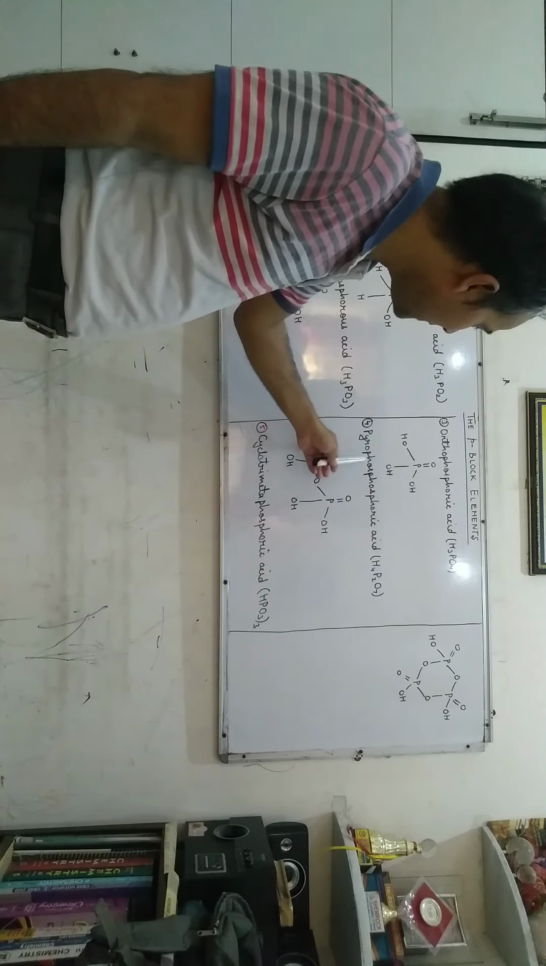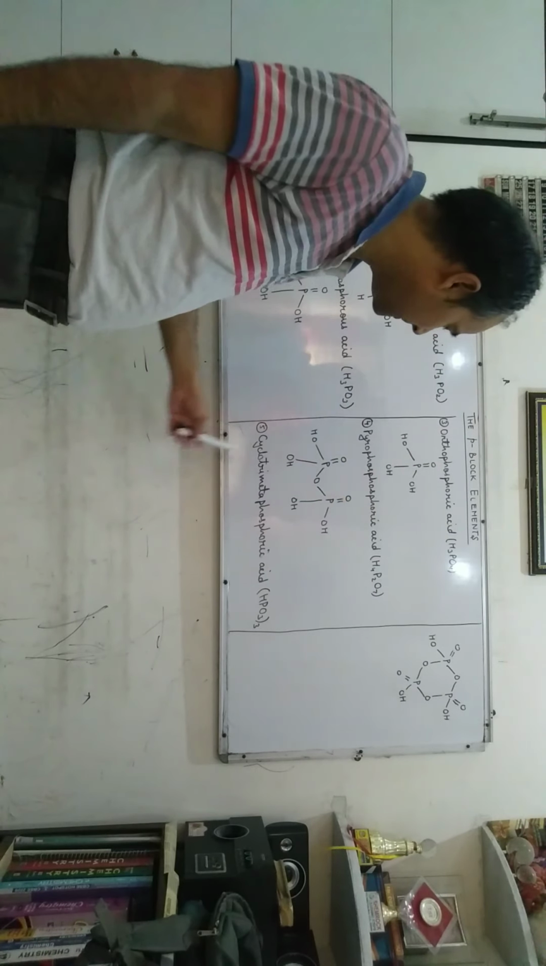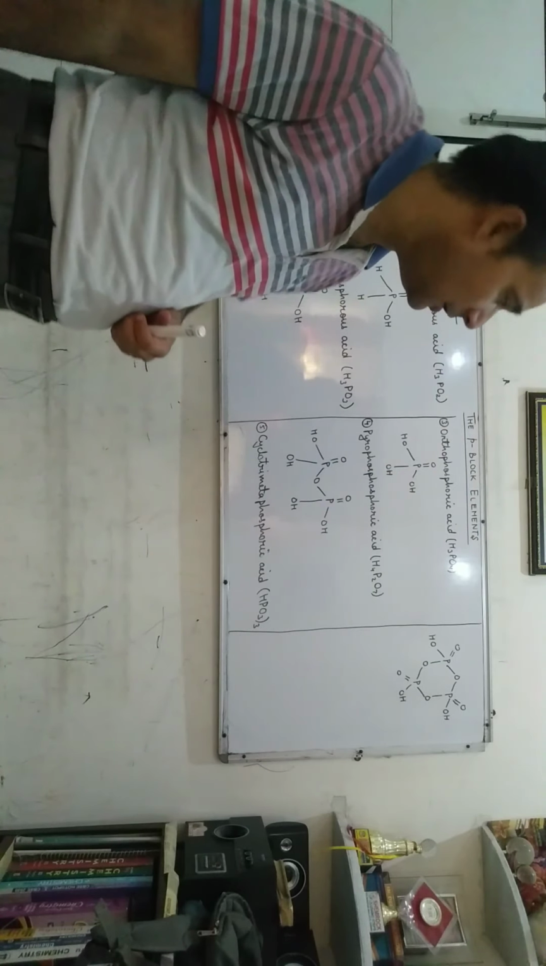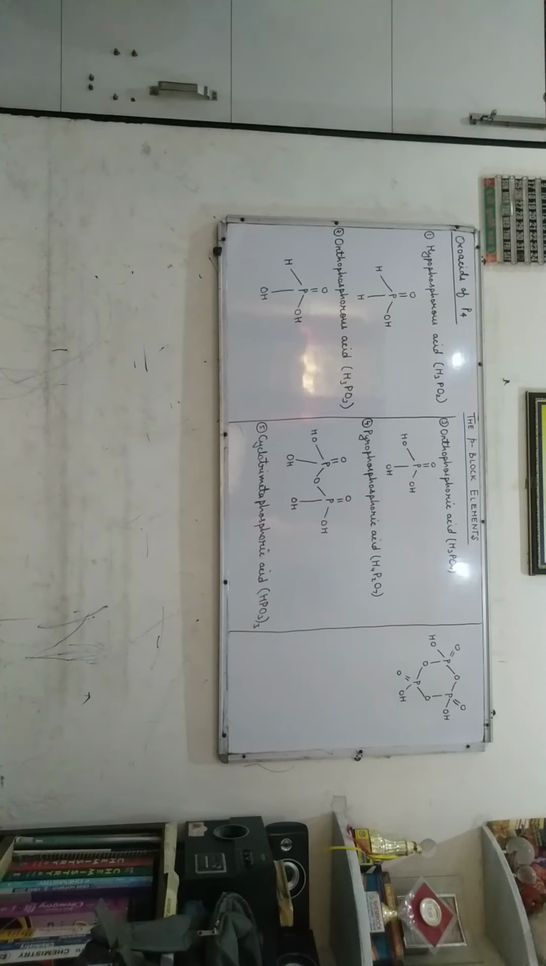Fourth one is pyrophosphoric acid, H4P2O7. The fifth one is cyclotrimetaphosphoric acid, (HPO3)3. So these are some oxoacids of phosphorus.